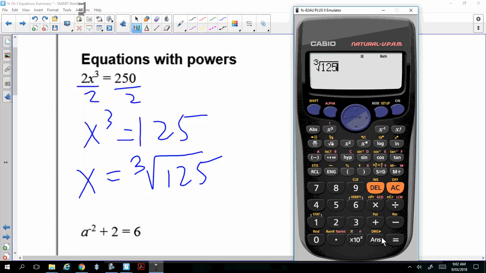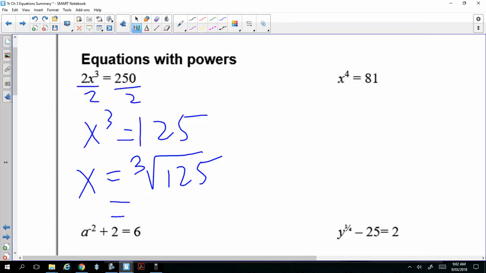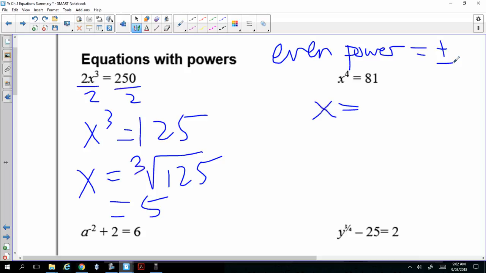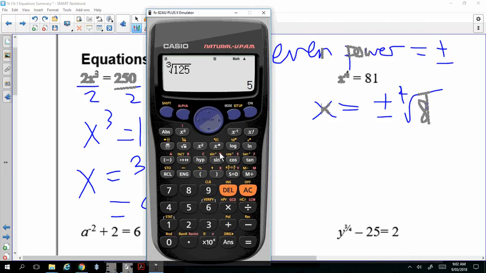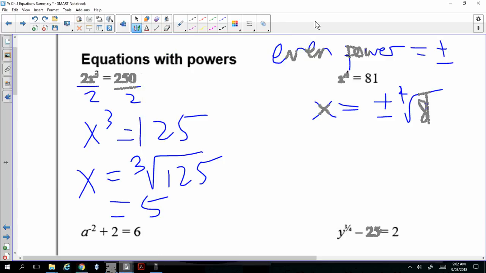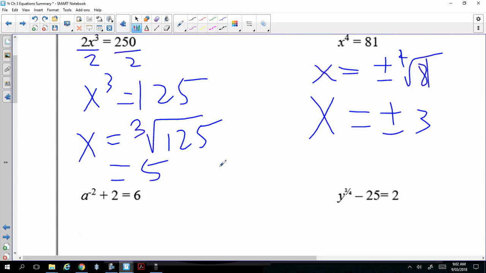Now how about the fourth root? If it's an even power, you have to put plus or minus. So go plus or minus the fourth root of 81, which can be accessed by a different button: press shift power. Put a 4 there, 81. You'll get 3. So the answer is plus or minus 3. Any questions? These are things with powers. We also need to look at fractional powers as well as negative powers, so know how we do them.